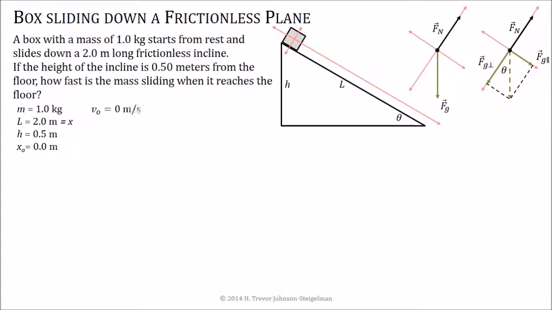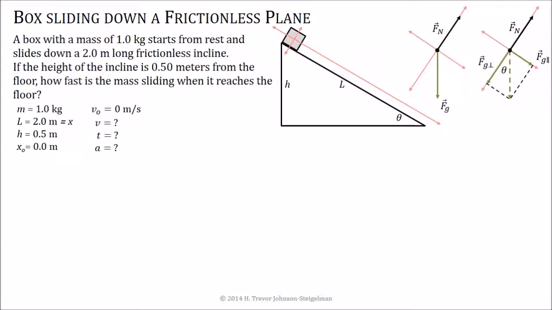Okay, let's write down a few things that we know. Reading through the problem, we got the mass of 1 kilogram and so on down through. Notice that I have listed this as L in one place and X in another. It's going to be the same number. The X is what's going to go into the kinematics equations, and we'll replace that with L, and then eventually we'll replace it with the 2 meters. So the object starts from rest, so the initial velocity is 0 meters per second.